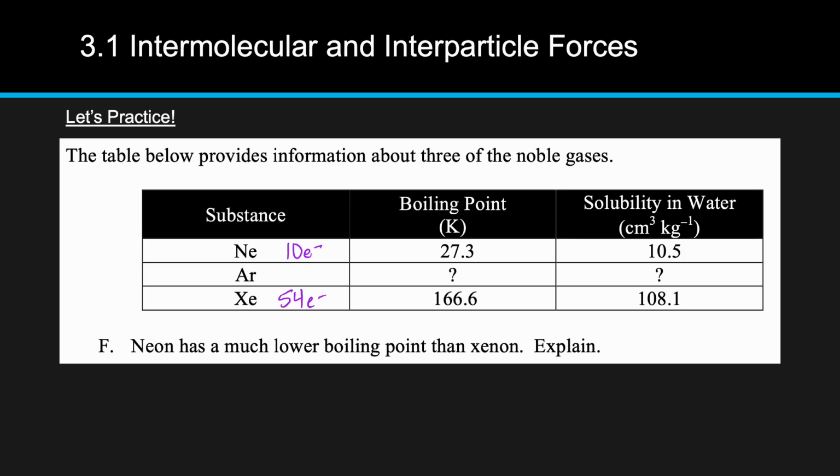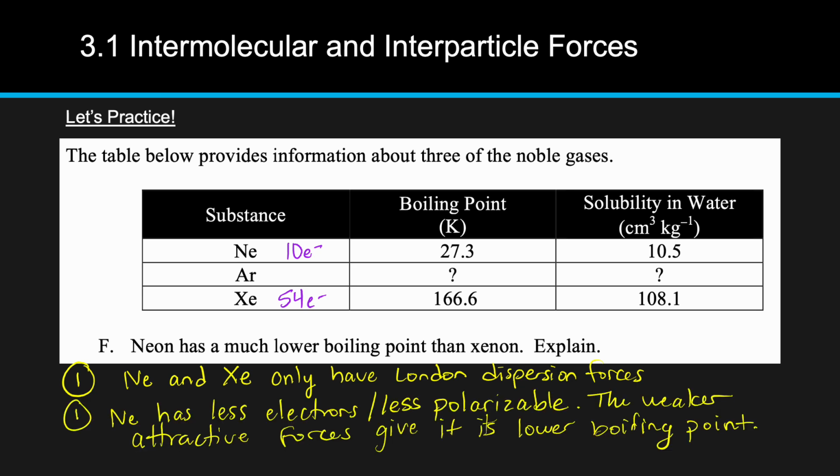So since it says that neon has a much lower boiling point, we first need to state that noble gases only have London dispersion forces. Then, since we are specifically referring to neon, we need to state that neon's electron cloud is much less polarizable because it has fewer electrons. Therefore, its attractive forces are weaker than xenon's, which is why it has a lower boiling point.